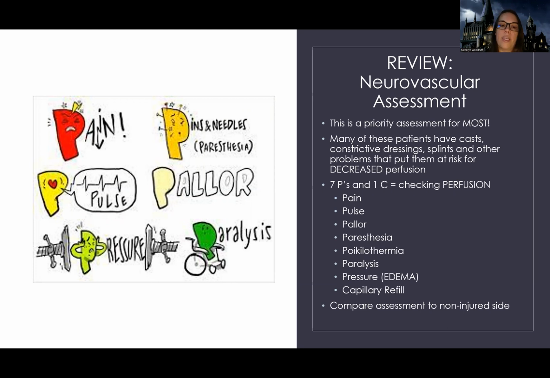A lot of people get neurovascular mixed up and think it's a neurological assessment, but neurovascular is actually looking at perfusion, or how well my extremities, especially my distal extremities, are getting perfused. So when you think neurovascular, think about what's going on in my fingers and in my toes. Most of the time when you look up neurovascular assessment, you're going to see either 5 Ps or 6 Ps. But over time, I have come up with 7 Ps and 1 C. It's not that I created this; I've seen a variety of resources, and this is the most comprehensive neurovascular assessment that you can do.